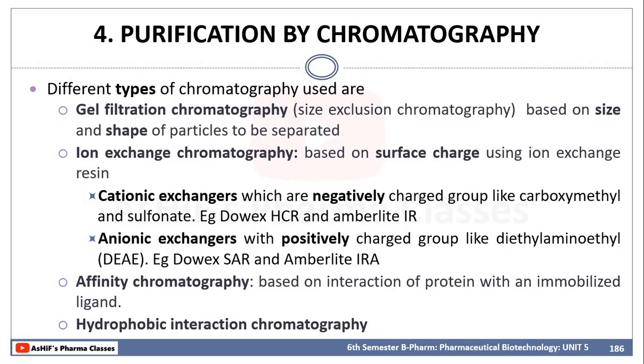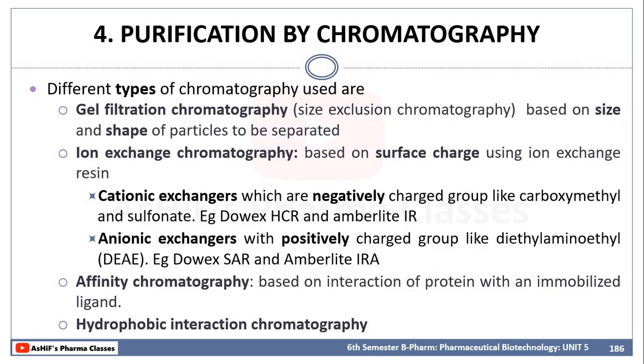For example, gel filtration chromatography is basically the separation based on the size and shape of the molecules to be separated. So accordingly, we will use a gel as a stationary phase. The particles whose size is less than the pore size of the gel will pass through and the remaining will be retained. That is gel filtration chromatography.